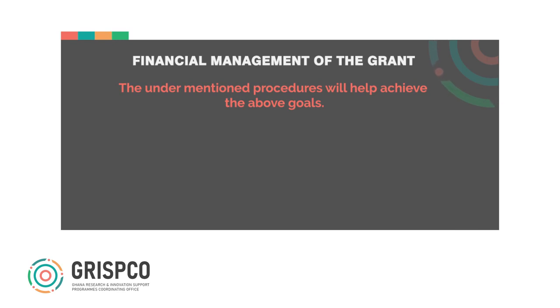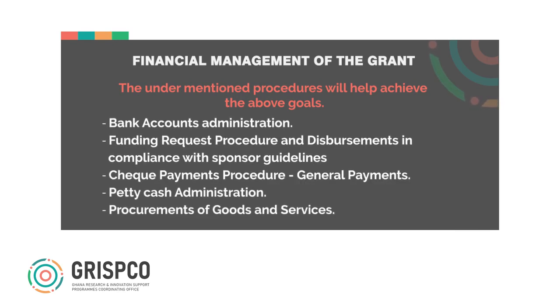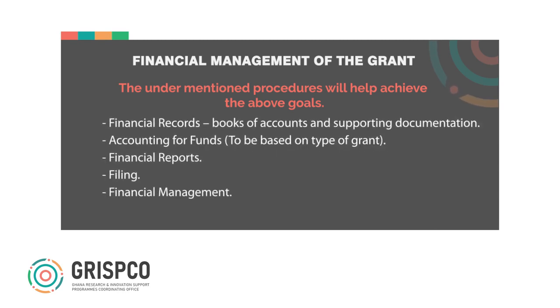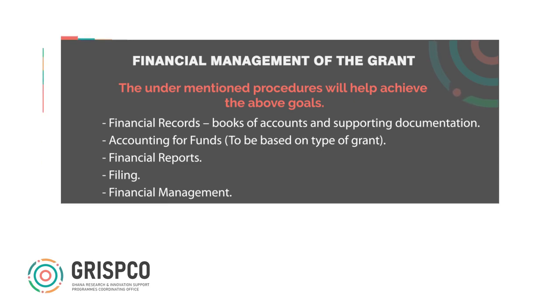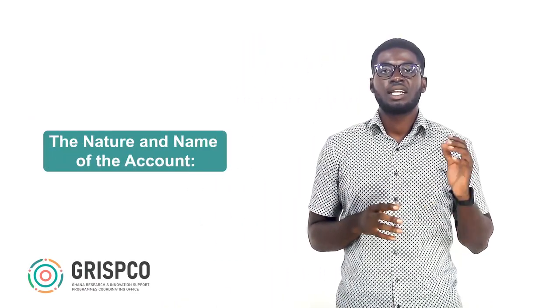These procedures are categorized as follows: bank account administration, funding request procedure and disbursement in compliance with sponsor guidelines, check payments procedure, general payments, petty cash administration, procurements of goods and services, financial records, books of accounts and supporting documentation, accounting for funds to be based on the type of grant, financial reports, filing, and financial management.